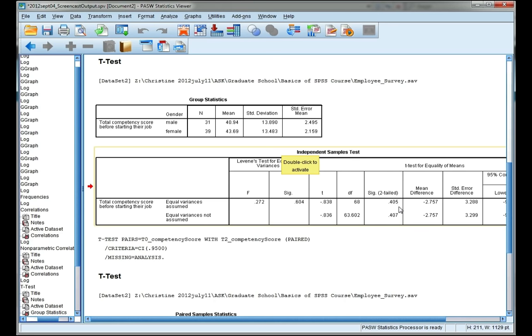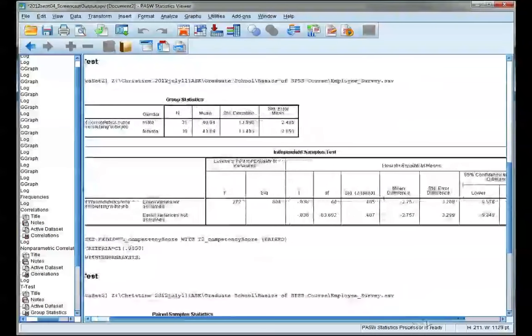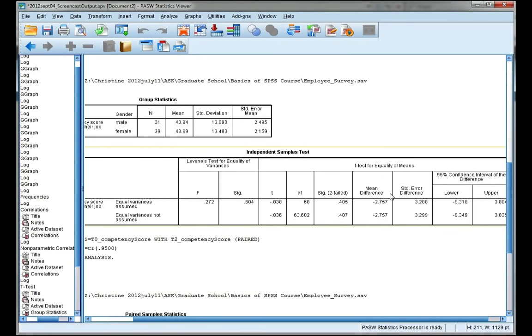Now our significance value, we compare this again to our level of significance, which is 0.05. Now 0.405 is bigger than 0.05, so we are going to accept our null hypothesis, which says that the mean score between the groups is not significantly different. Now, if we look over here, we are given a mean difference. This is obtained by taking the first mean, which is for the males, and subtracting the second mean, which is for the females. So 40.94 minus 43.69 gives us minus 2.757.